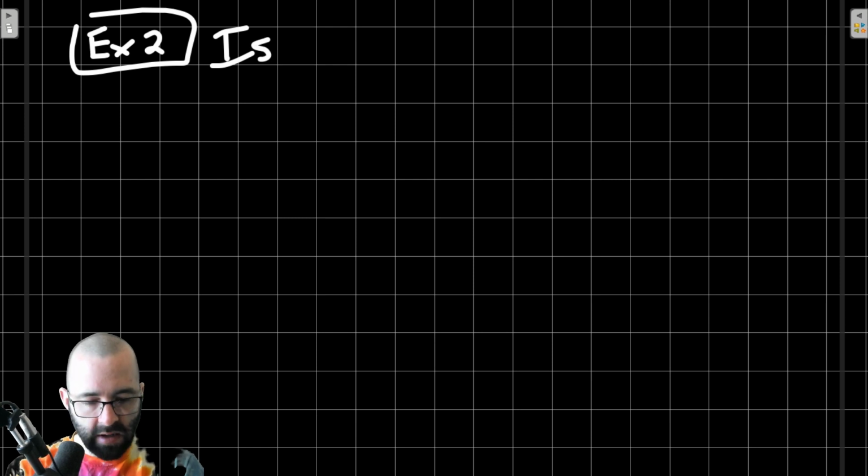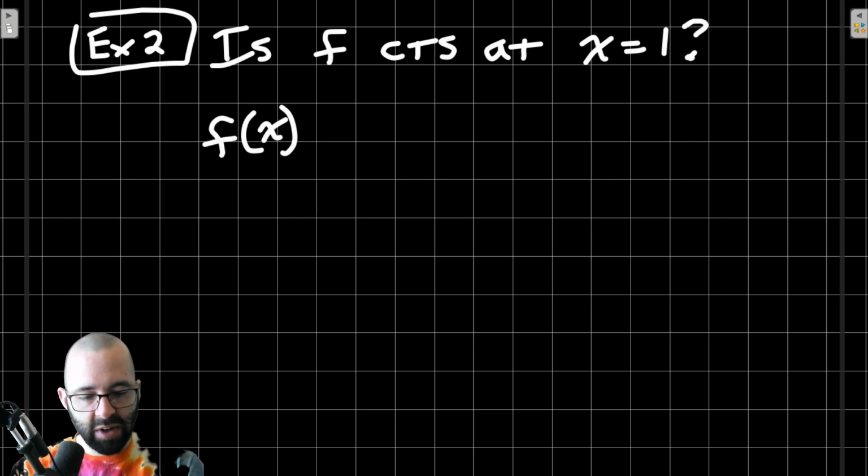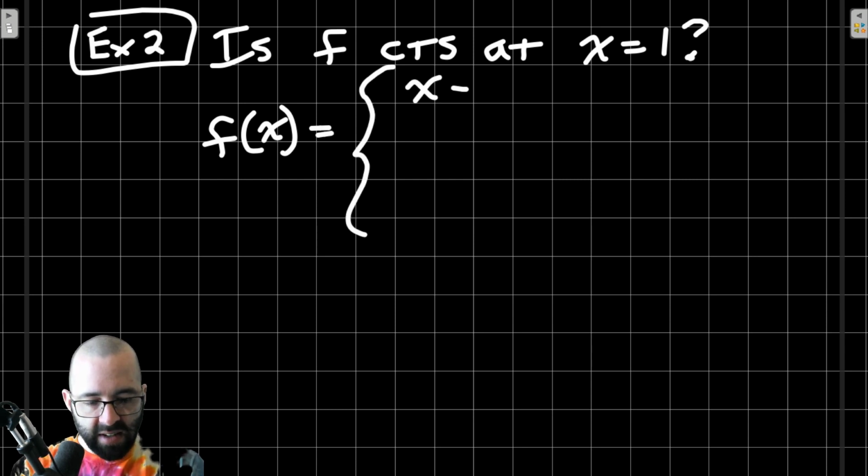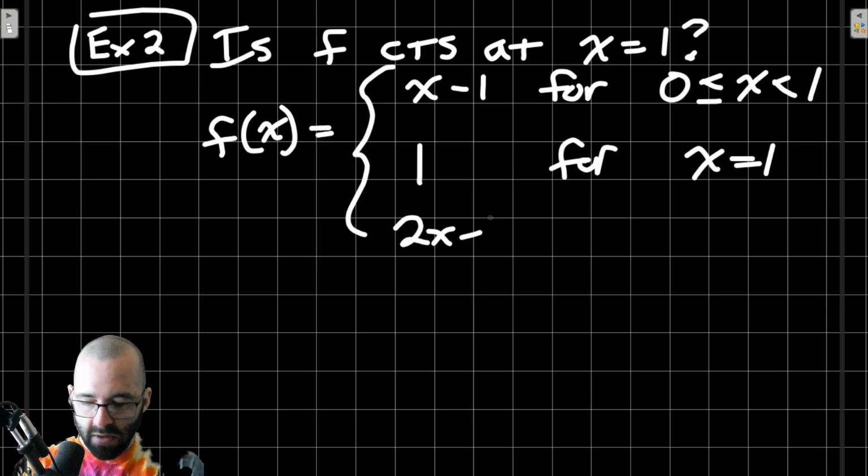Is f continuous at x equals 1? And I'll give you this function. We've got a nice piecewise function here. Hope you're ready for it. It has the piece x minus 1 for x between 0 and 1. We use the piece just 1 when x is equal to 1. We use the piece 2x minus 2 when x is greater than 1.